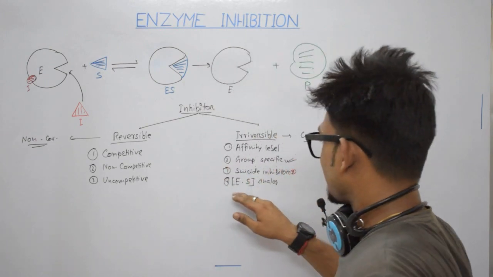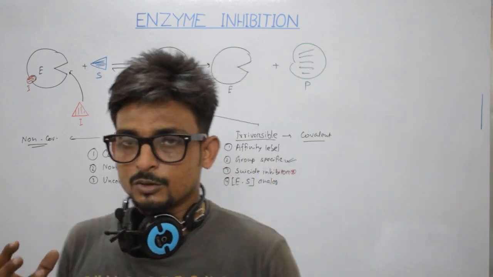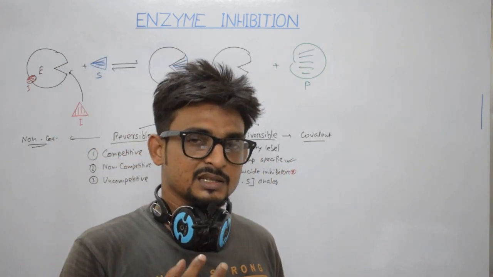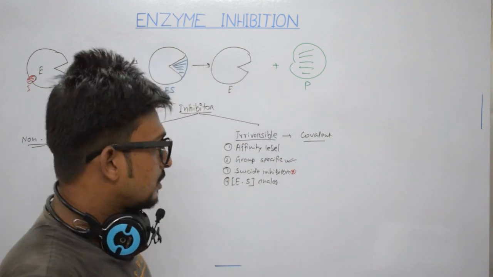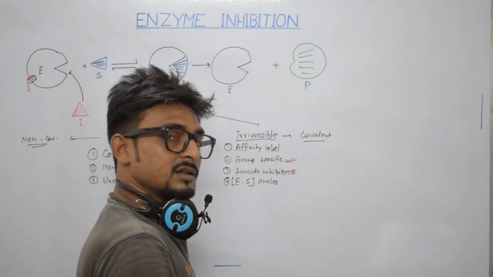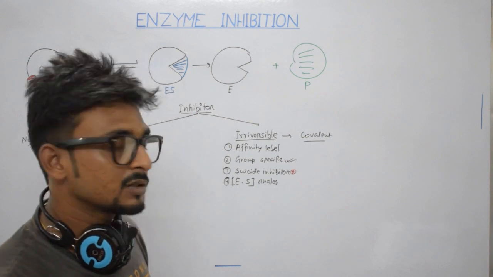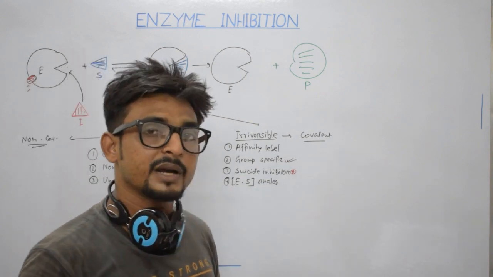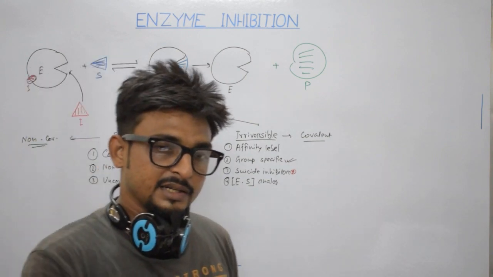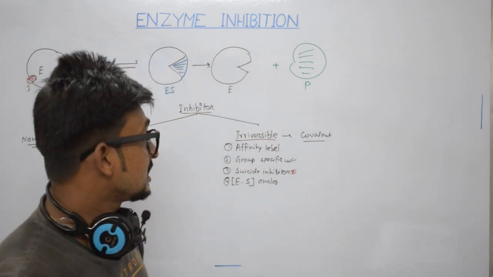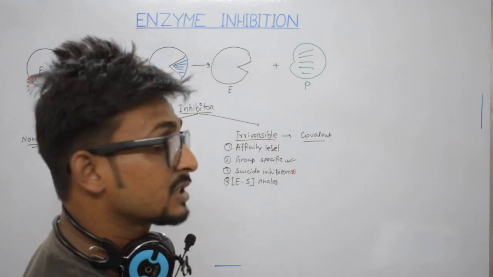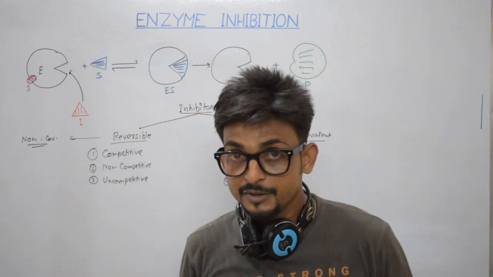And last, that is the enzyme substrate analog. So basically when the enzyme and substrate analog is formed, only in that particular situation will the inhibitor go and bind. Okay, and it resembles the enzyme and substrate complex. So this is a very brief discussion about enzyme inhibition.